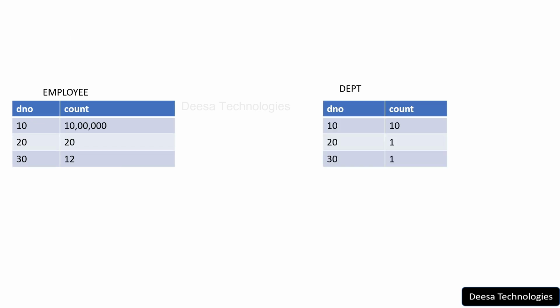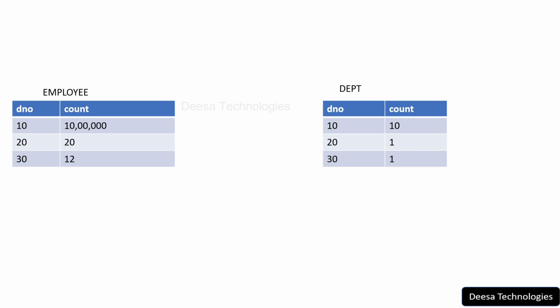So let's imagine a situation where we have two tables, employee and department. In the employee table, department number 10 has 1 million records, 20 has 20, 30 has 12, while in the department table we have department numbers 10, 20 and 30, and the counts are very minimal: 10, 1 and 1.